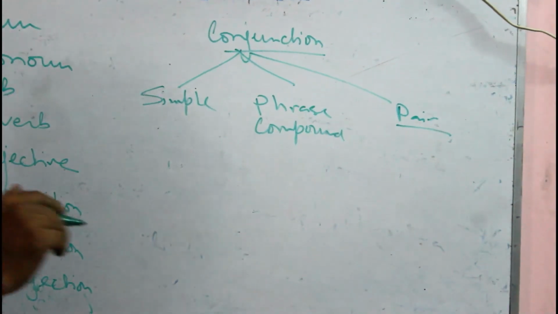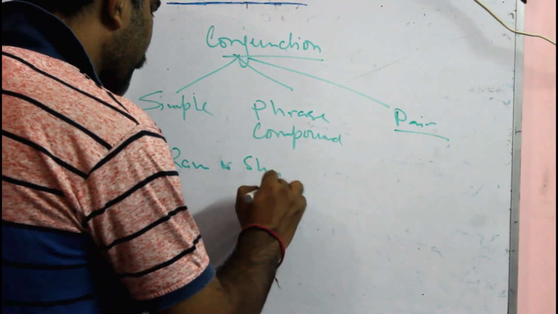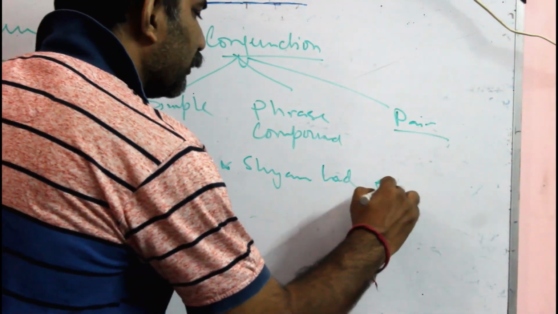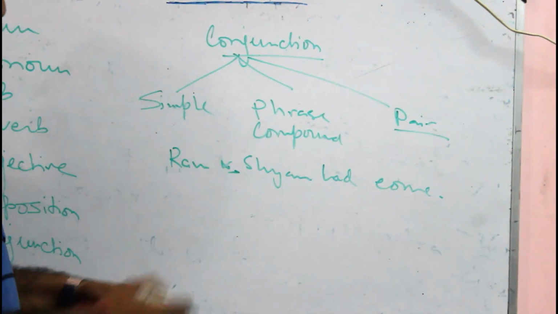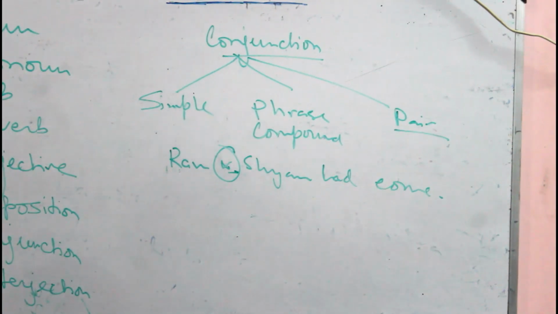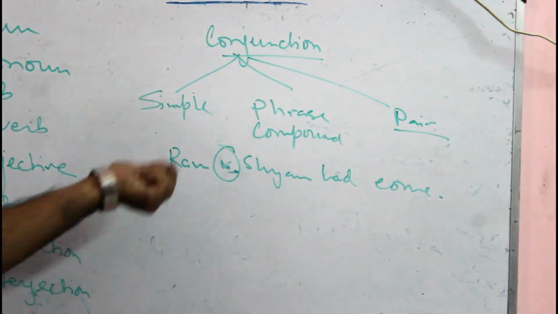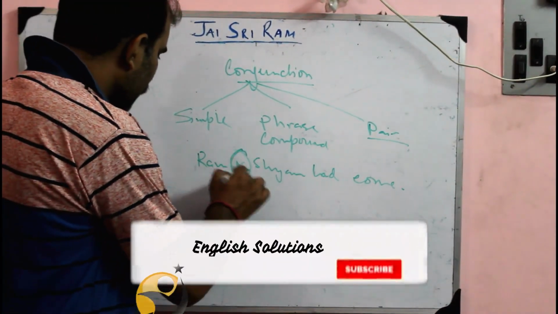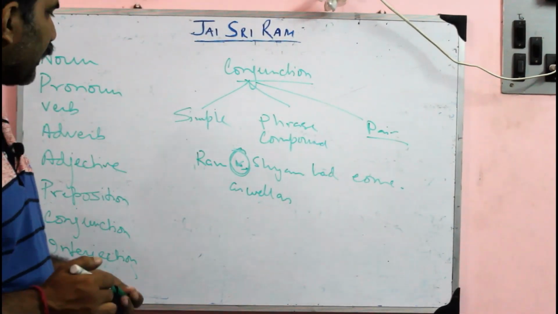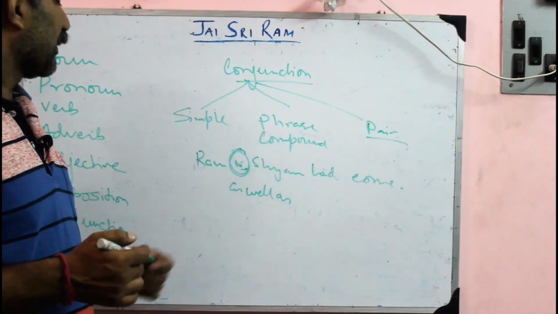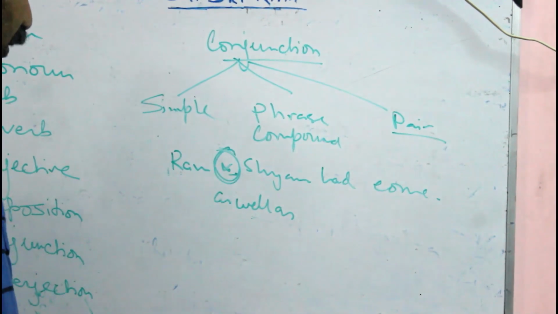Let us discuss this. Ram and Sham had come. If you look at this sentence, here this is the conjunction and. So this word is joining these two words. If I change this word and into as well as, the meaning remains almost the same. But here instead of one word we are having a conjunctional phrase or a compound conjunction.